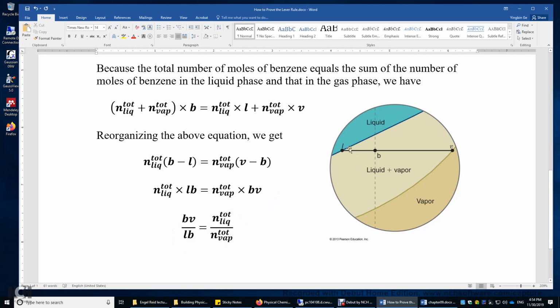And qualitatively, we can see this B in this phase diagram is closer to L. Therefore, we can take a guess that the number of moles of liquid is more than the number of moles of gas. And also, by using this lever rule, we can see the number of moles of liquid over the number of moles of gas is BV over LB. And we can tell that BV is longer than BL. Therefore, we know that there's more liquid than gas.